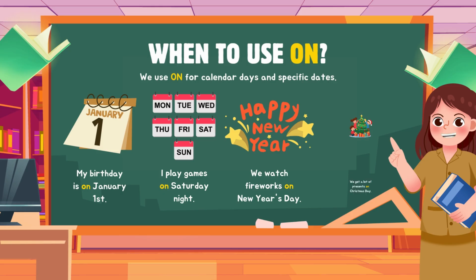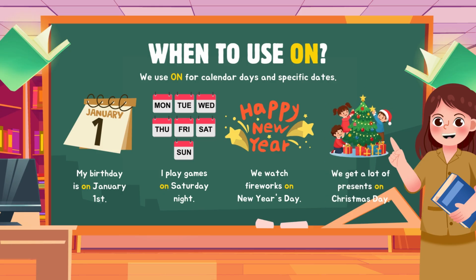The last is, we get a lot of presents on Christmas Day. Just like New Year's Day, Christmas Day is a single, specific date on the calendar, so it gets on. So, whenever you are talking about days of the week, exact dates, or specific holiday days, remember to use on. Now, let's head to the next slide to see what happens when we zoom in even closer with at.